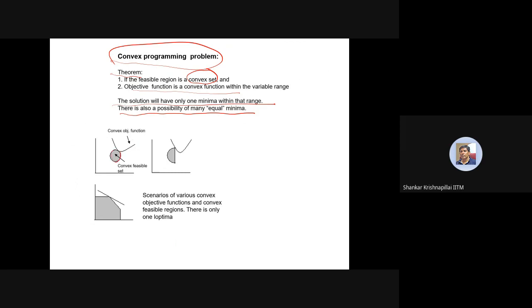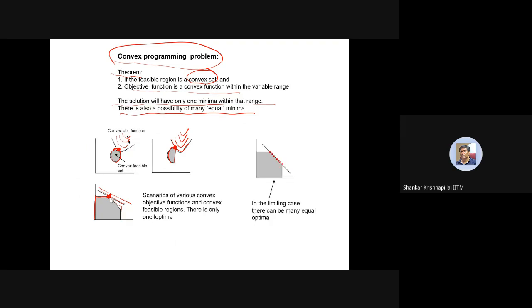So here is a convex feasible region, and the contours of a convex objective function will touch it at exactly one point. This is also a convex feasible region, and these are contours of a convex objective function. It will touch exactly at one point. There will be only one solution. Similarly here, a convex feasible region. This is the linear programming problem, so this objective function will touch at exactly one point.